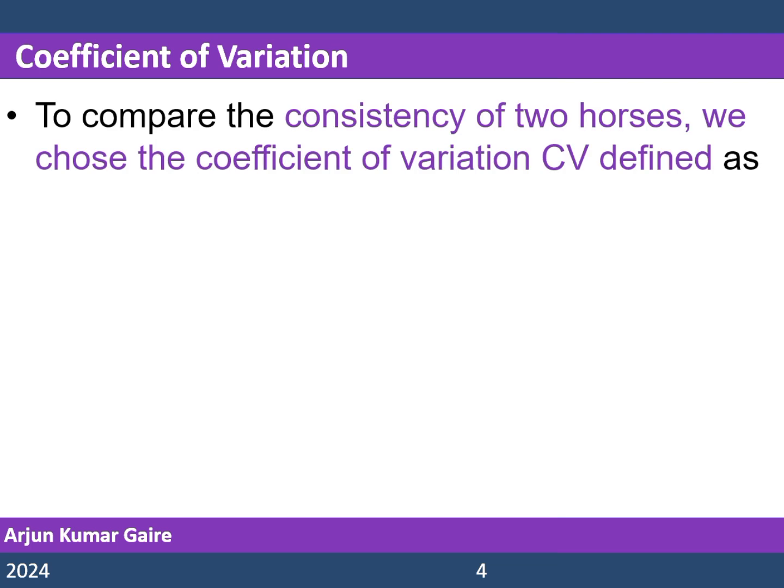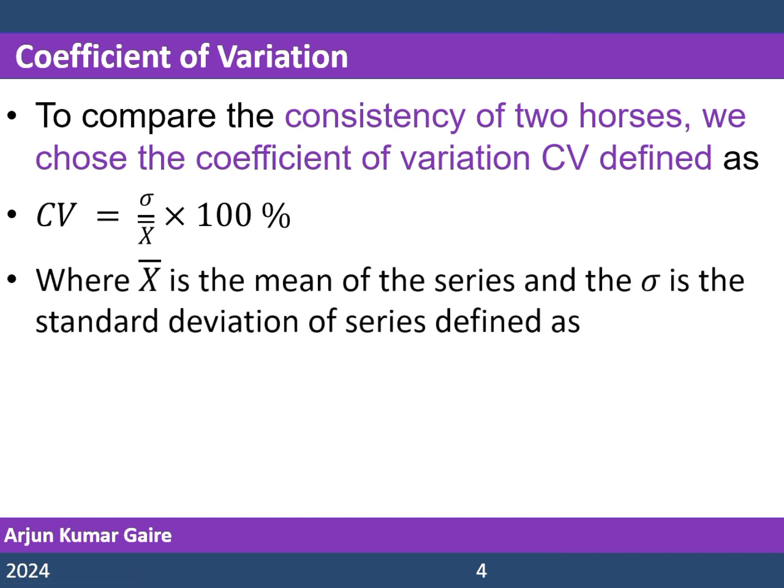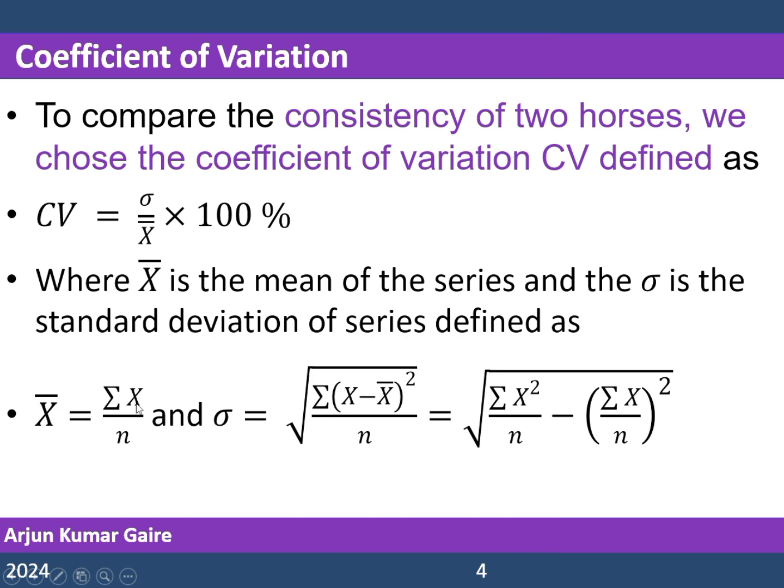And in this case, to compare the consistency of two data of running capacity of the horses, we have to choose the coefficient of variation, defined as: coefficient of variation, that is CV, is equal to the ratio of standard deviation to the mean multiplied by 100%. CV is expressed in percentage, where x bar is the mean of the series and sigma is the standard deviation of the series, defined as mean is summation x by n for an individual series, and the standard deviation is the square root of the summation of squares of deviations taken from the arithmetic mean divided by n.